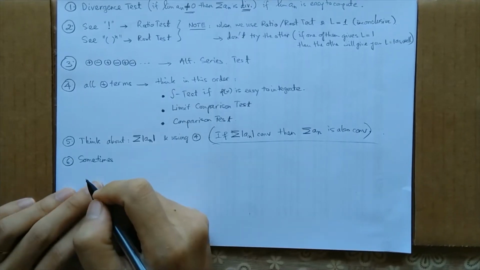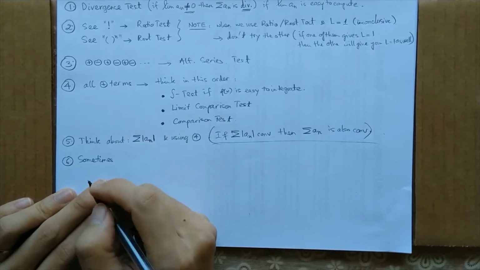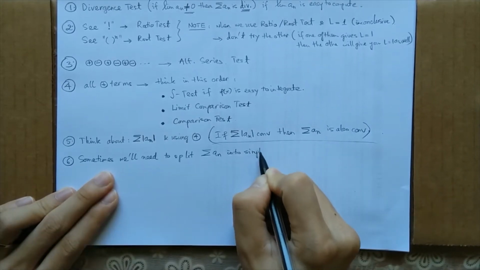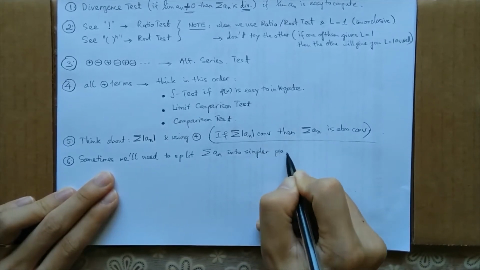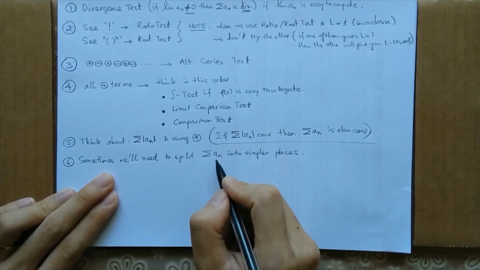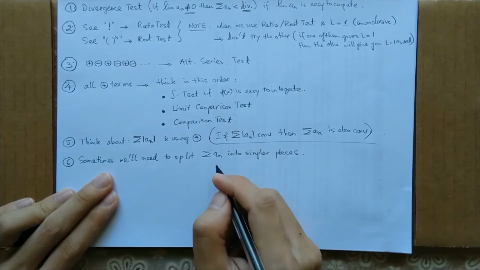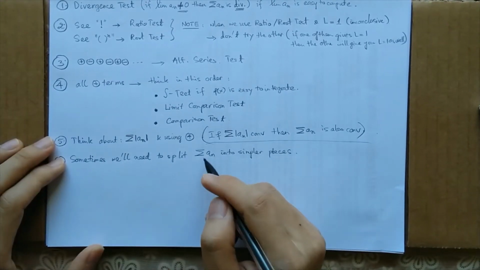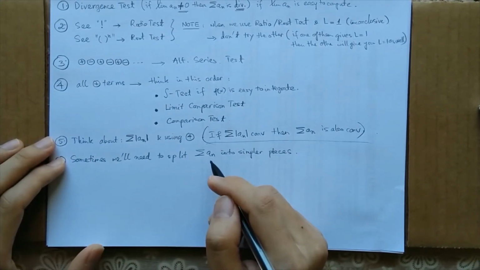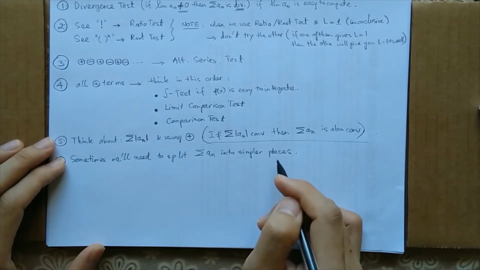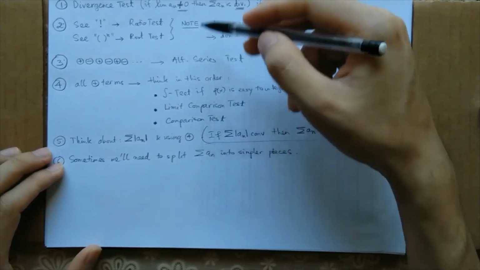Sometimes you will need to split the series into simpler pieces. If you keep it whole, then you wouldn't be able to use any test to confirm the convergence of this one. So at that time, you may think about how to split this one into simpler pieces. And for each piece, you can try the above suggestions.